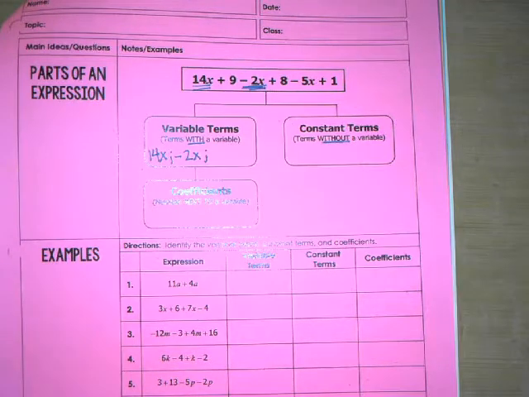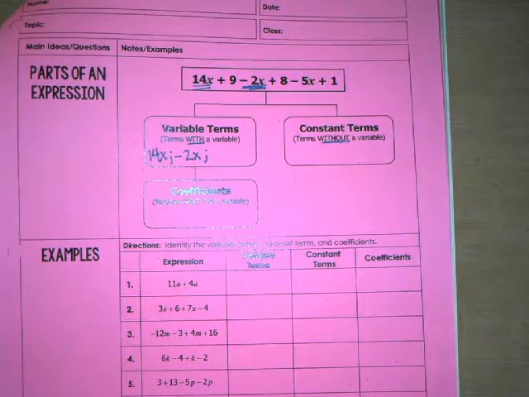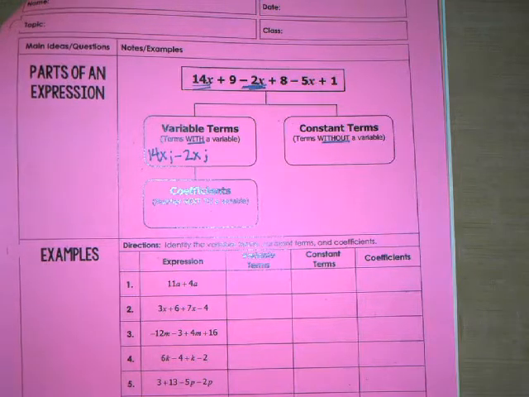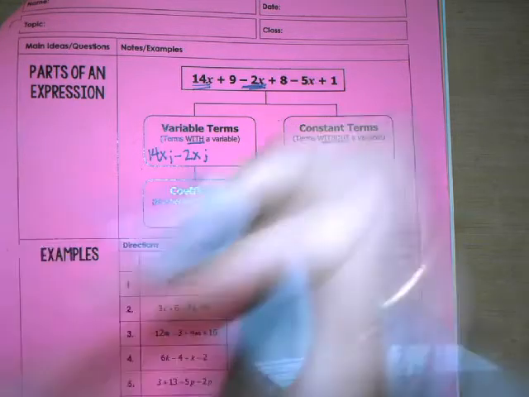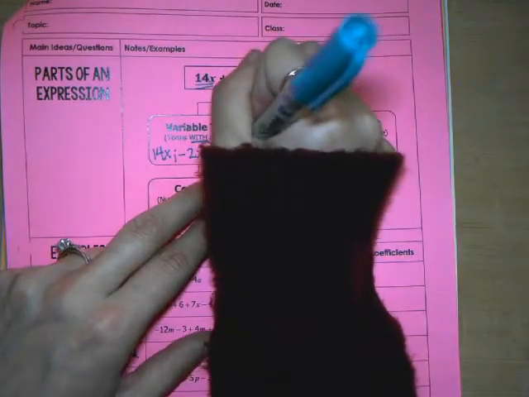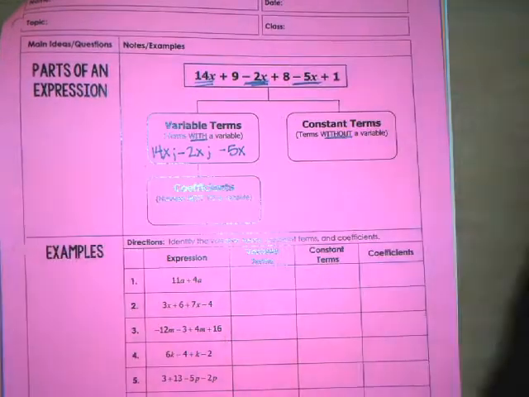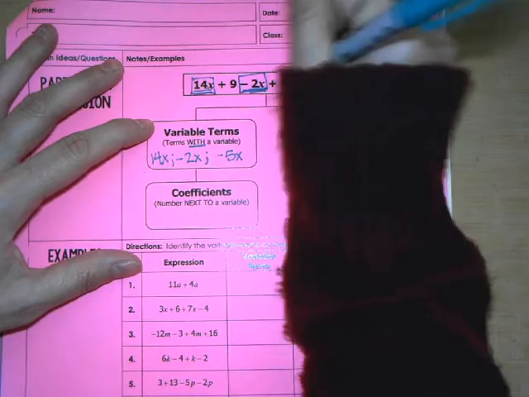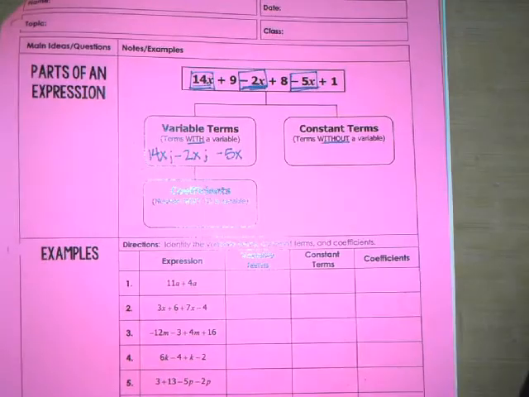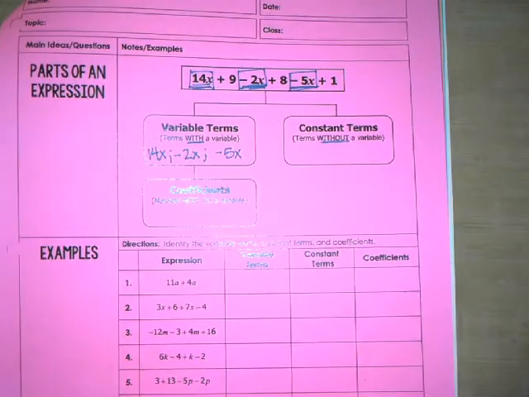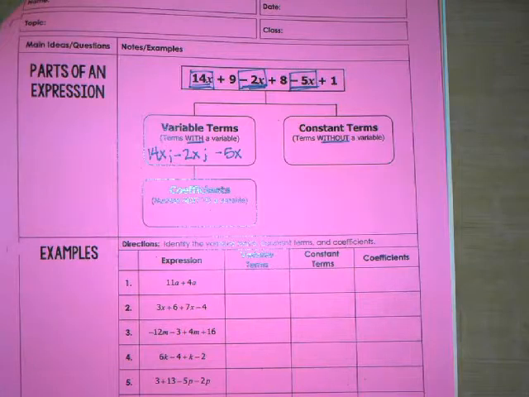I need to keep that minus sign. I need to keep those plus signs. Plus means positive, minus signs mean negatives. So keep them with it. So then what's the next term I should write down? So I have 14x is a variable term, negative 2x is a variable term, and negative 5x is a variable term. Does that make sense, everyone?